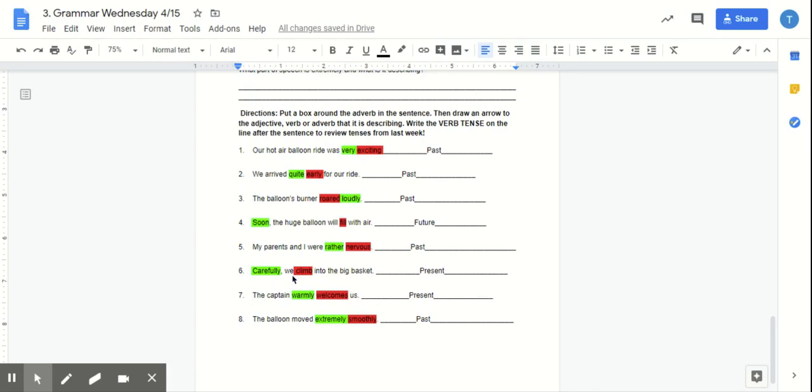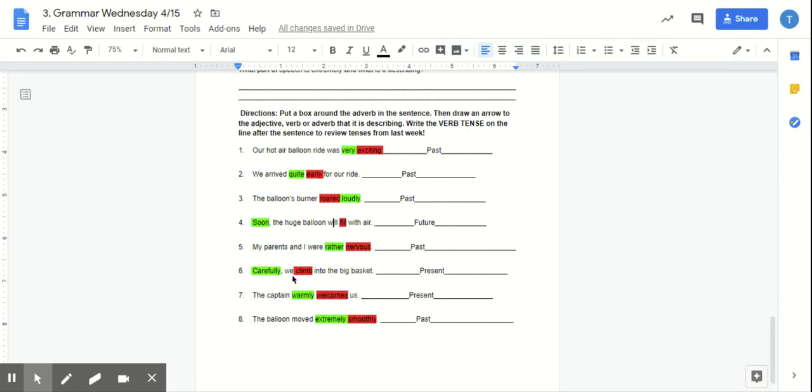Number 7, the captain warmly welcomes us. Again, this is present tense. It didn't say the captain warmly welcomed with the ed, or the captain will warmly welcome us. So this is why this is in present tense. And warmly is the way that the captain has been welcoming us, so it adds on to the verb of the sentence, which is welcome.